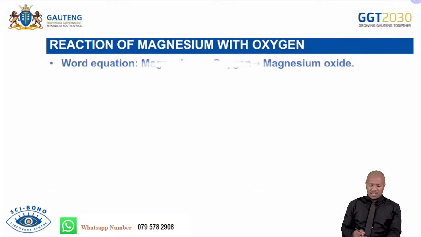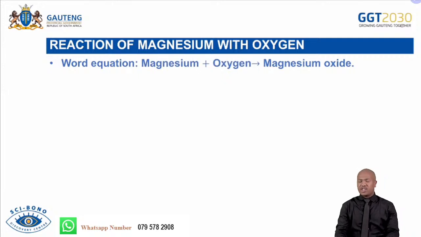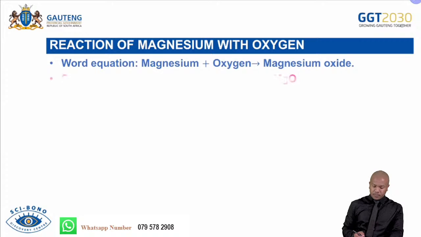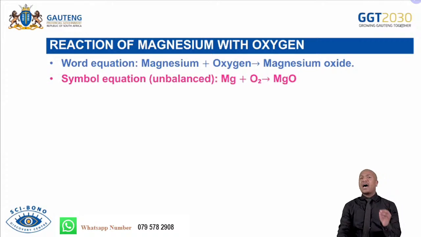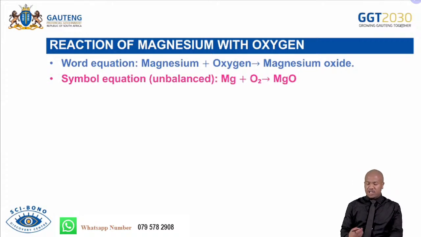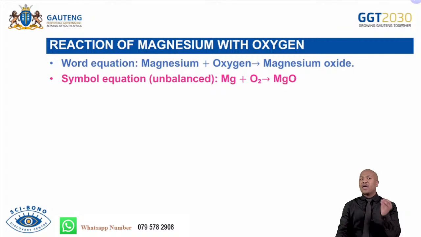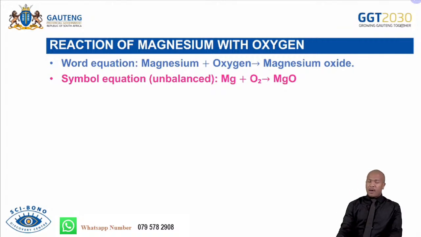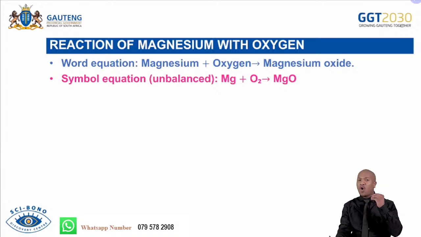So now, I want us to look at the word equation for this reaction. It is magnesium plus oxygen forming magnesium oxide. Are we together, grade 9s? The symbol equation that is unbalanced. Remember, it is Mg plus O2 forming MgO. Mg is our magnesium, O2 is our oxygen, and MgO is our magnesium oxide.